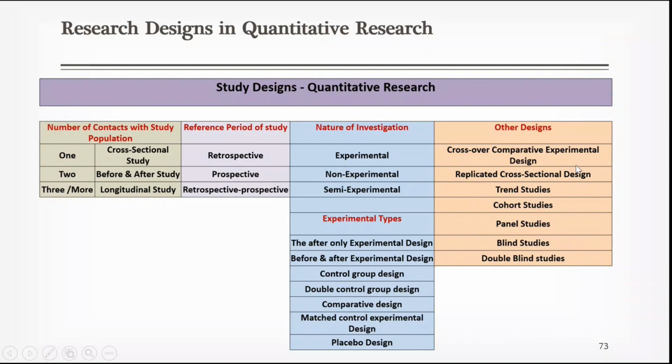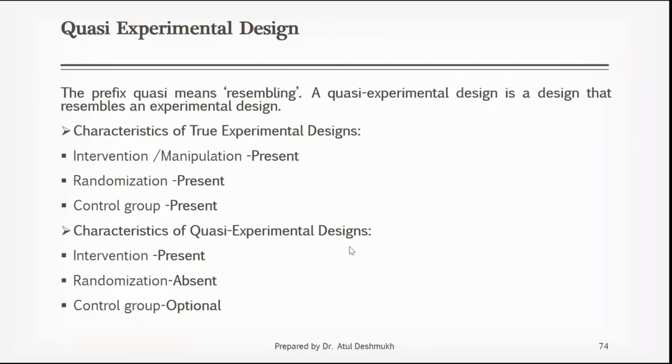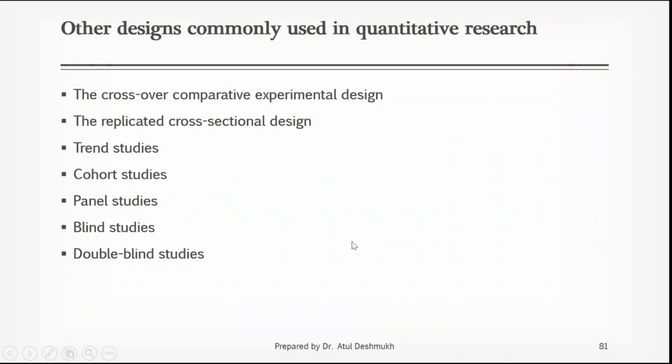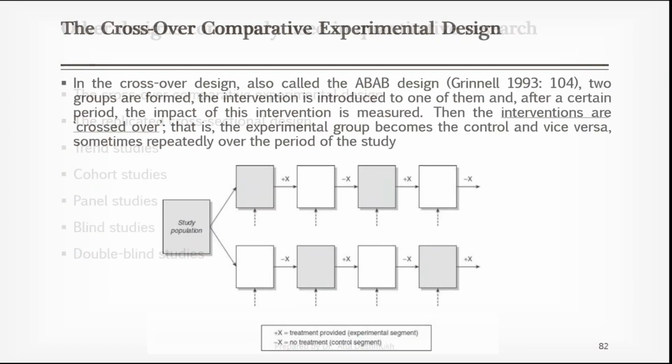Now we are moving to the next part, that is other designs in quantitative research which are not classified under these three classification types. Now these are other designs which are commonly used in quantitative research. We are still in quantitative research, okay? So first is crossover comparative experimental design. Second is replicated cross-sectional design. Third is trend studies, cohort studies, panel studies, blind studies, and double blind studies. One by one, we'll go into details of it.